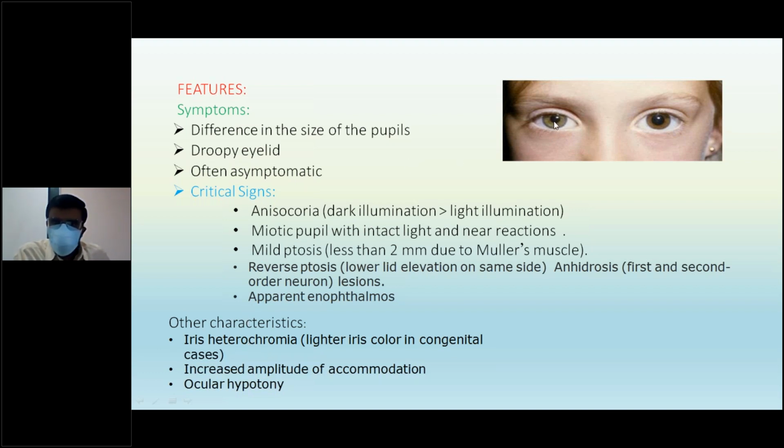Other characteristics include heterochromia. You can see heterochromia also. Here it is light in color. The eye which is involved, the iris is light in color. Here the iris is dark in color. Increased amplitude of accommodation, ocular hypotony. They are all the features of Horner syndrome.